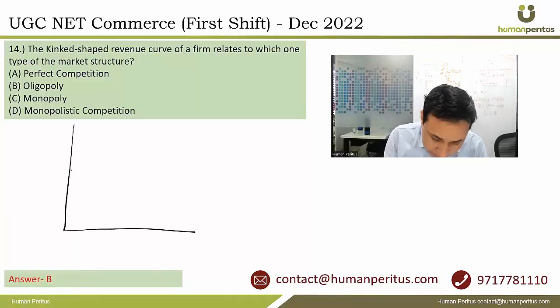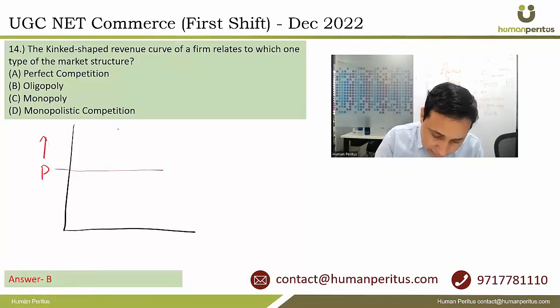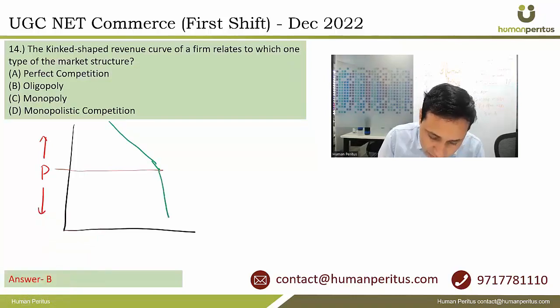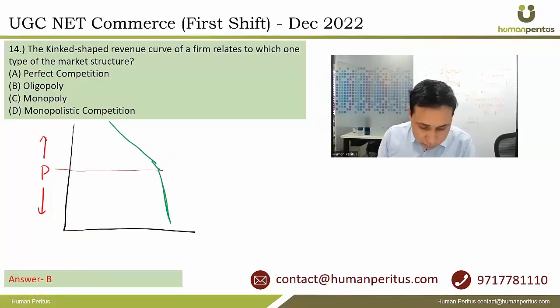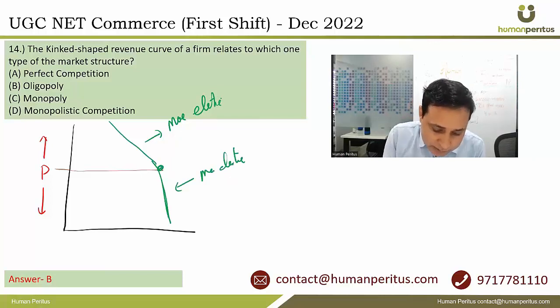Kink का मतलब क्या है कि for a given price, अगर हम इस price से ऊपर जाते हैं, then our revenue curve is something like this. But अगर हम इस प्राइस से नीचे आते हैं, then there is a kink in the demand curve. So अगर ऊपर जाते हैं, it becomes more elastic, और नीचे जाते हैं तो it becomes more inelastic. Therefore, there is a kink in the demand curve, and this happens in case of oligopoly. Correct answer is B.